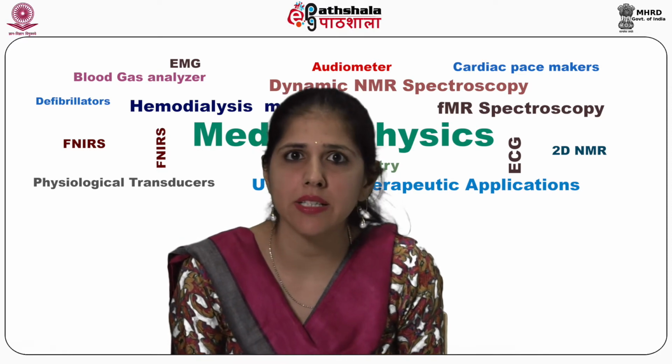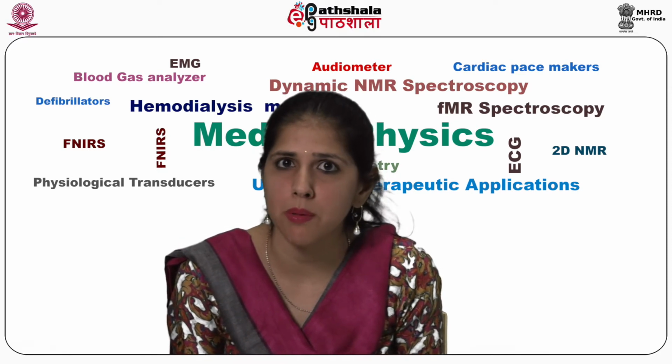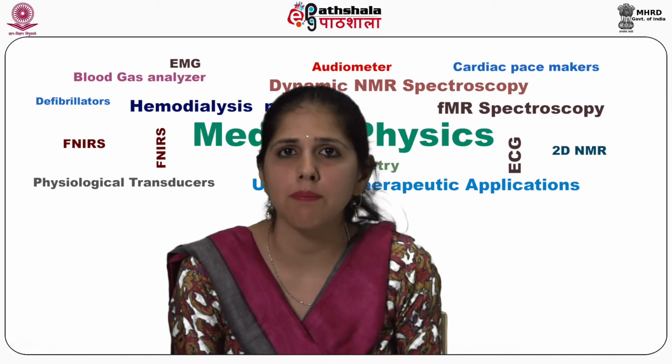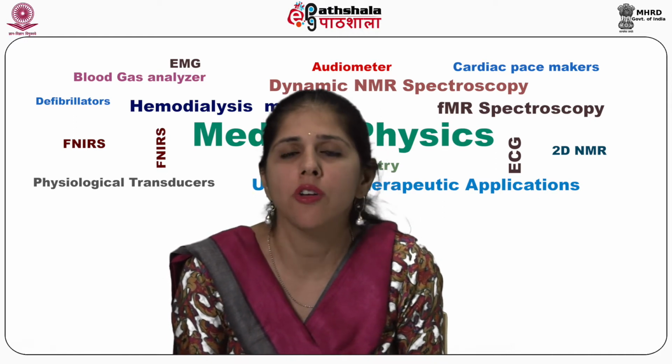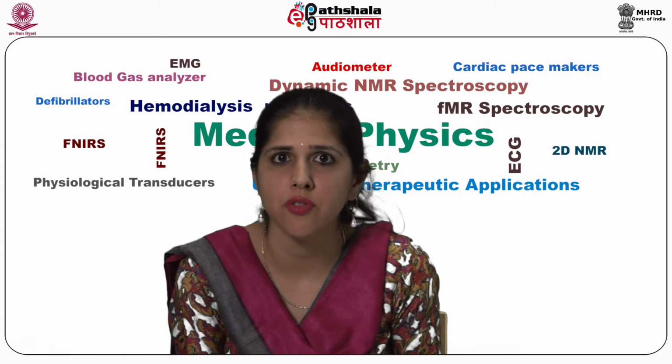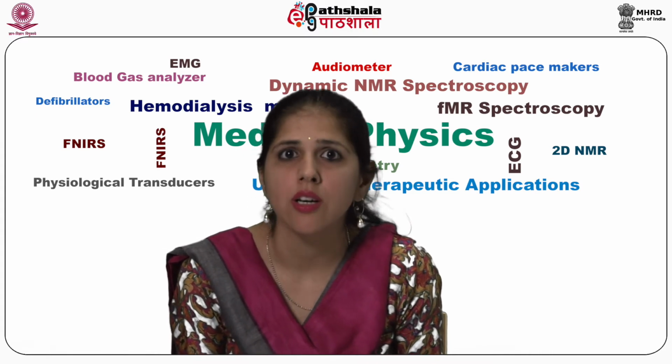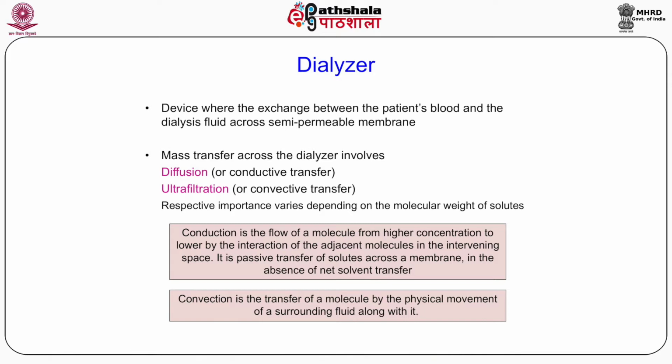Now the dialyzer is basically a device which has that semi-permeable membrane that we discussed. We are pumping the patient's blood into it, and it already has the known electrolyte solution which we call the dialysate solution, across which the process of exchange would occur. Now the dialysis process would involve the physical processes that we just discussed, the process of diffusion and the process of ultrafiltration. Now diffusion is known as a conductive transfer, while ultrafiltration is known as a convective transfer.